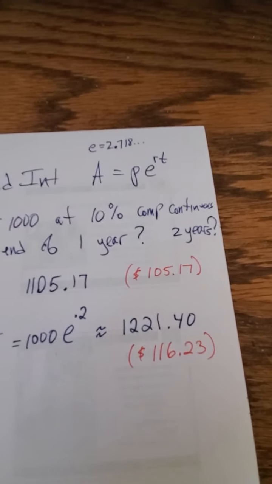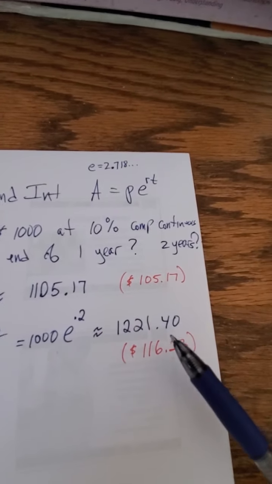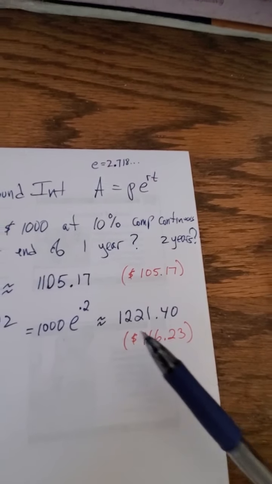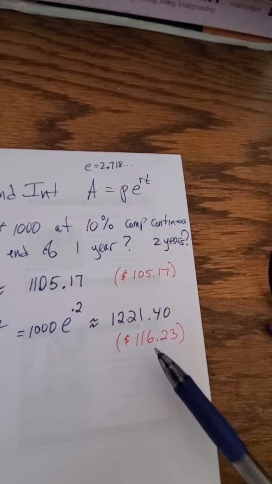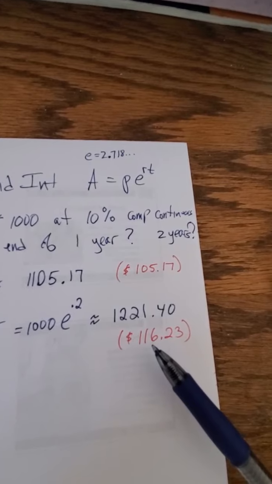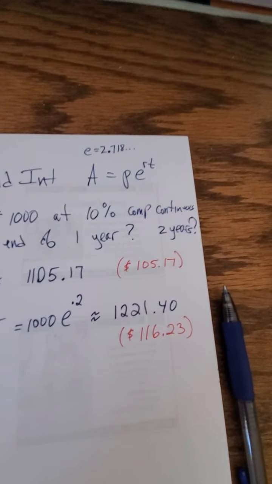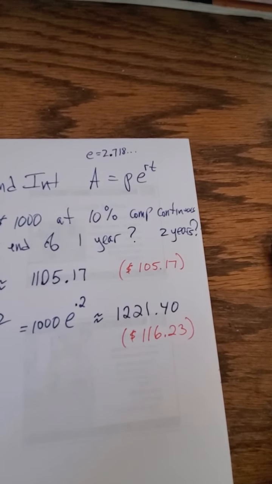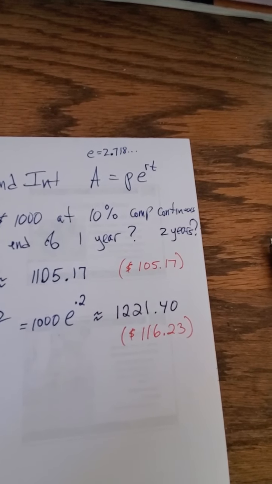By the way, notice that in the first year, she makes $105.17, a paltry amount, while in the second year, she makes $116.23, because to go from 1105 to 1221 is a jump of 116. So she made more money in the second year than the first year, but that makes sense, because in the first year, she was making interest, and in the second year, she's making interest on the interest.